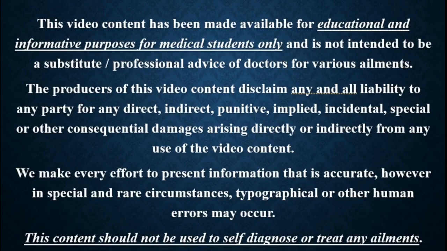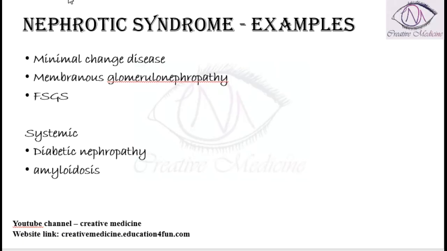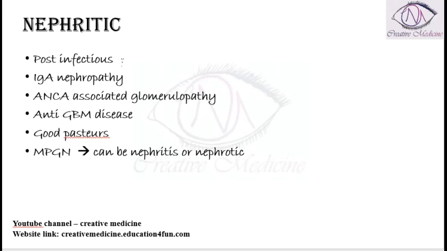In this lecture, we will learn about examples of nephrotic syndrome. The main examples of nephrotic syndrome are minimal change disease, membranous glomerulonephropathy, and focal segmental glomerulosclerosis. These three are the examples of nephrotic syndrome. Then, in the systemic diseases, the examples of nephrotic syndrome include diabetic nephropathy and amyloidosis. Then, examples of nephritic syndrome.